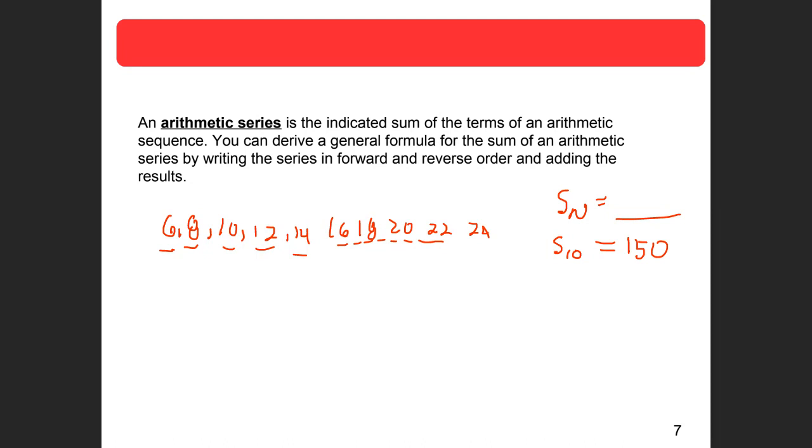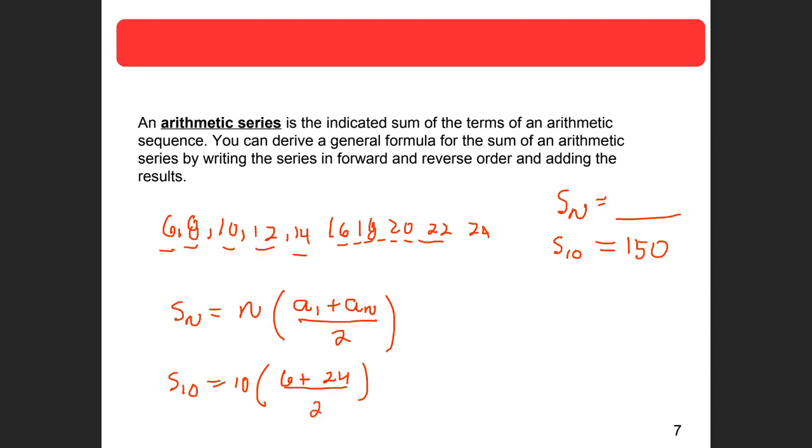Now, there's a formula to find the sum of an arithmetic sequence. That formula, S of n, is equal to n times the first term plus the last term, where a sub n stands for the last term, over 2. So in this problem, n is the number of terms, so I want 10. So S of 10 would equal 10 times the first term, which is 6, plus the last term, which is 24, divided by 2. So 6 plus 24 is 30, divided by 2 is 15. 10 times 15 is 150. This formula does work. Isn't that cool? So you don't have to add all the terms together, and you can get it.